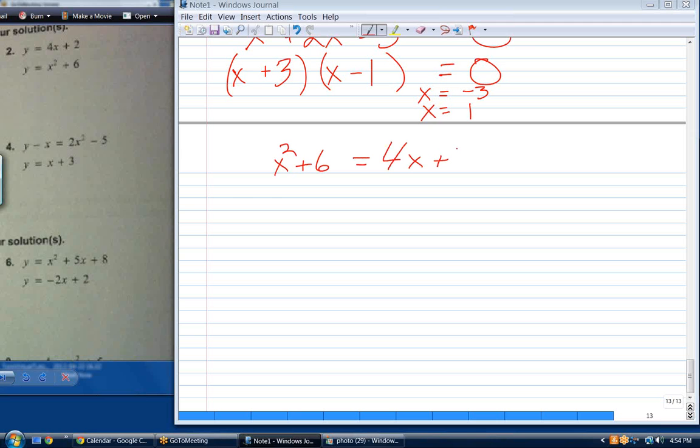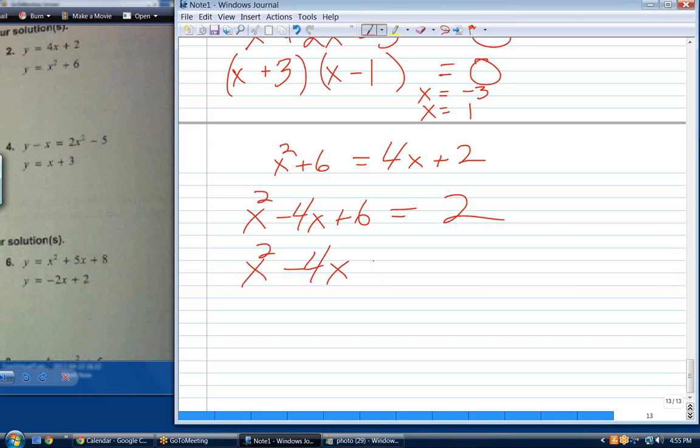Next step. Let's do it one at a time. Let's do the x variable first. The 4x or the x squared? No, we've got the x squared on the left side of the equation, which is where we want it. But we need to move both of these to the other side of the equation. So let's move the 4x first. So that becomes x squared minus 4x plus 6 equals 2. And now we'll move the 2. x squared minus 4x plus 4 equals 0.